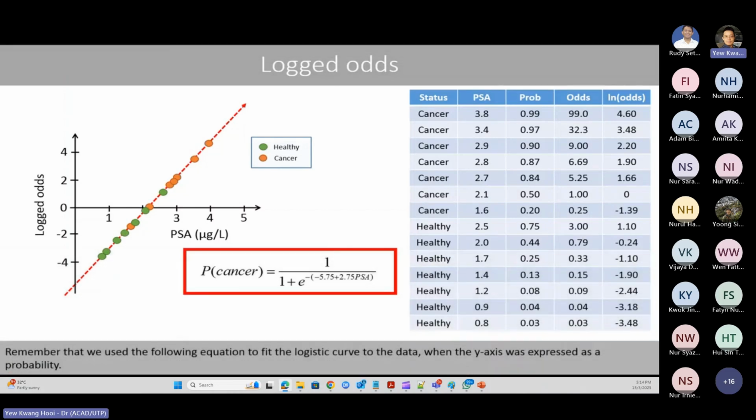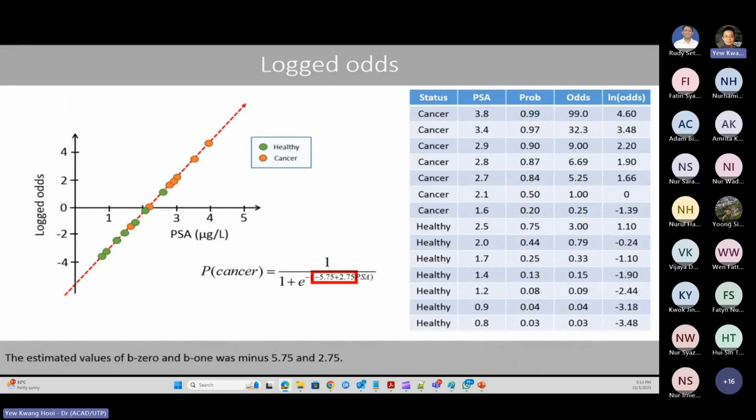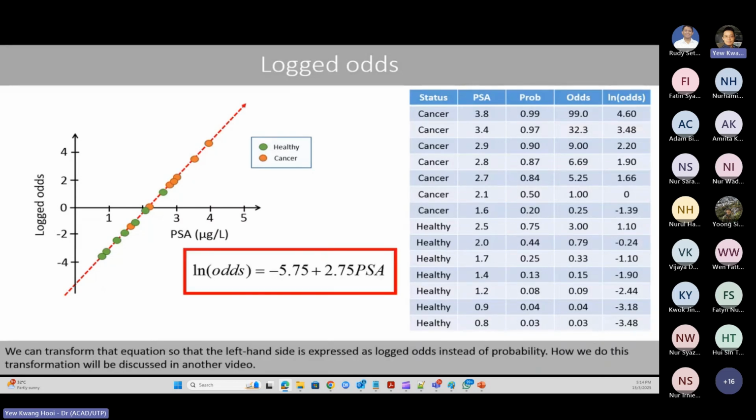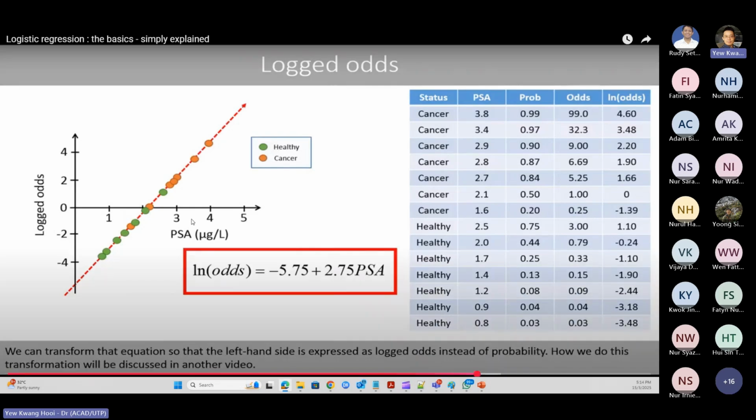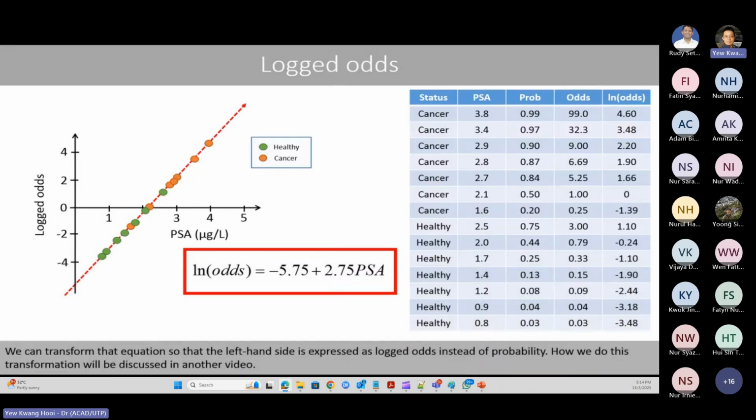Remember that we used the following equation to fit the logistic curve to the data when the y-axis was expressed as a probability. The estimated values of B0 and B1 were minus 5.75 and 2.75. We can transform that equation so that the left-hand side is expressed as logged odds instead of a probability. Once you get this log odds, it will explain how to get the beta 0 and beta 1. How we do this transformation will be discussed in another video.